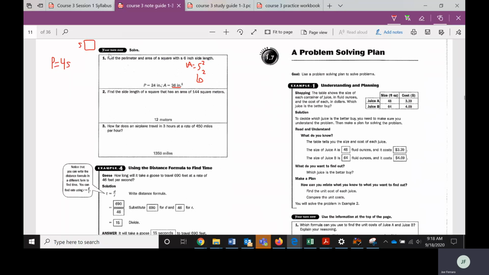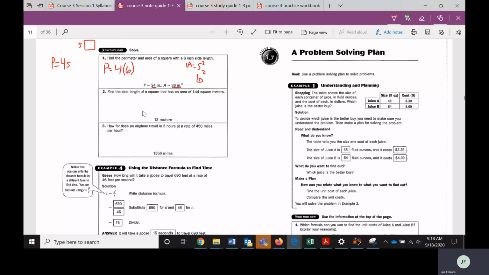So if they say find the perimeter and the square is 6, now you could have done this without knowing this. You could have said, well, if there's 4 sides and it's 6 on each, 6 plus 6 plus 6 plus 6, you would get to 24. Otherwise, you could say this: there's 4 sides, each side is 6, you multiply them and you get your 24.